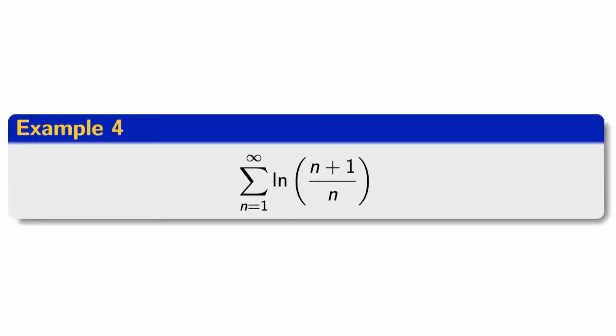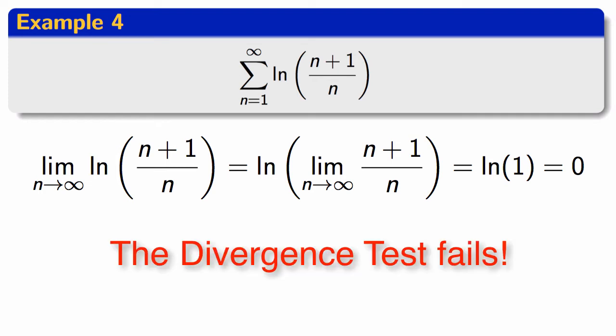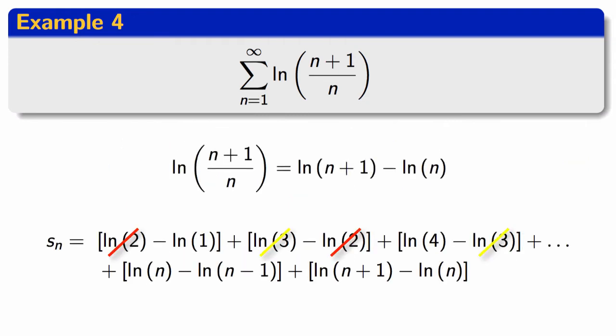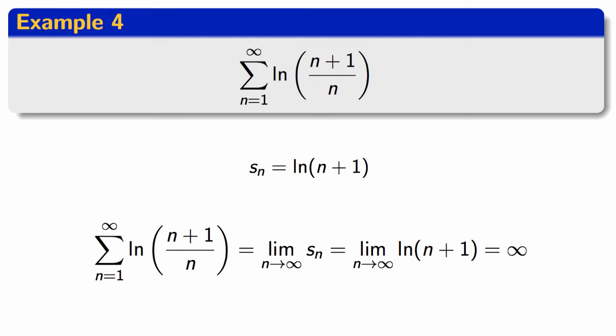Let's now consider the series whose terms are natural log of n plus 1 over n. These terms go to zero as n goes to infinity, so the divergence test does not give us any information. However, if we use properties of logarithms and our telescoping idea from example 1, we can see that the nth partial sum of this series is equal to the natural log of n plus 1. Taking the limit of this expression, we see that the partial sums diverge to infinity. Since the sum of a series is defined as the limit of its partial sums, we see that this series diverges even though its terms go to zero.